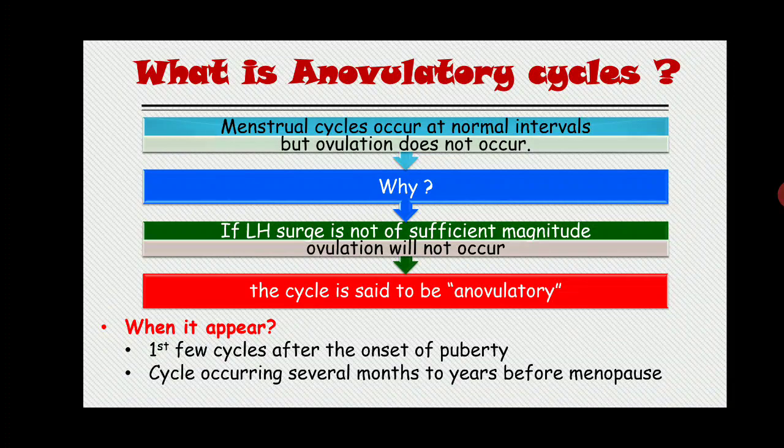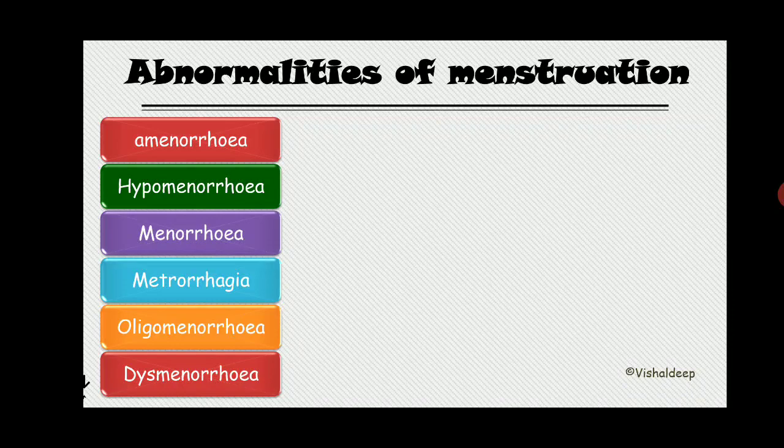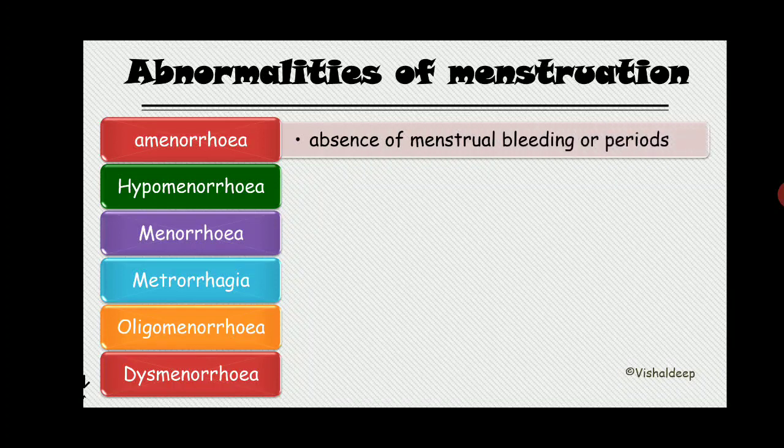Now the next one is abnormalities of the menstruation. These are the list of the abnormalities of the menstruation. You just need to remember the names of the menstrual abnormalities. In gynecology, you are going to learn this entire set of abnormalities in detail. So let's mention these one by one. First thing is amenorrhea. Amenorrhea is the absence of menstrual bleeding or the period.